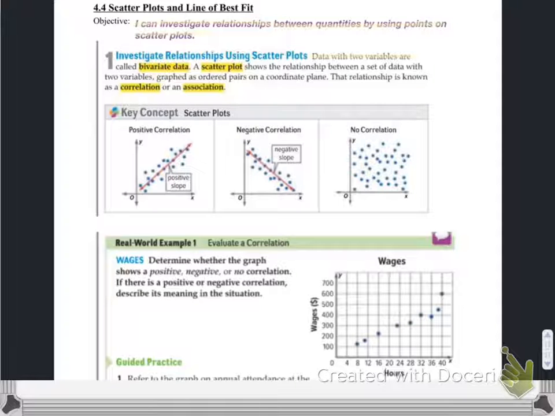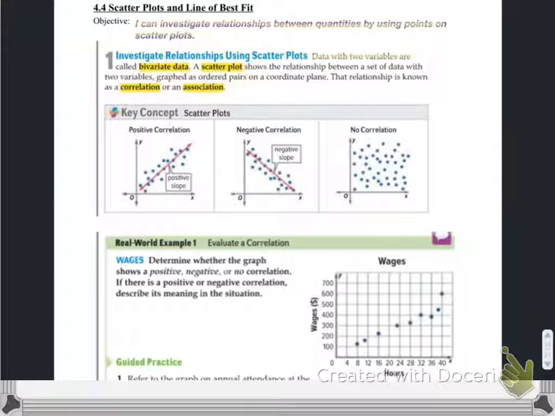Start by writing down your I can statement, which is: I can investigate relationships between quantities by using points on scatter plots. Pause the video if you need to write that down.